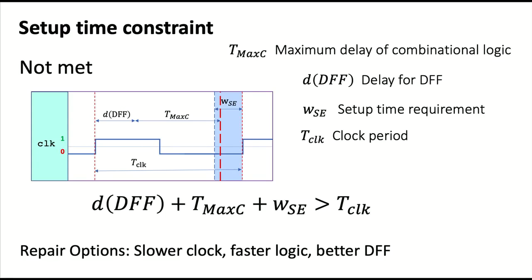We could slow down the clock. Right? If I make the clock period bigger, make it at least this value, then I'm meeting the constraint. I could try to improve my combinational logic, try to make the delay of the combinational logic smaller. Or I could try to find a better flip-flop which has a smaller propagation delay.